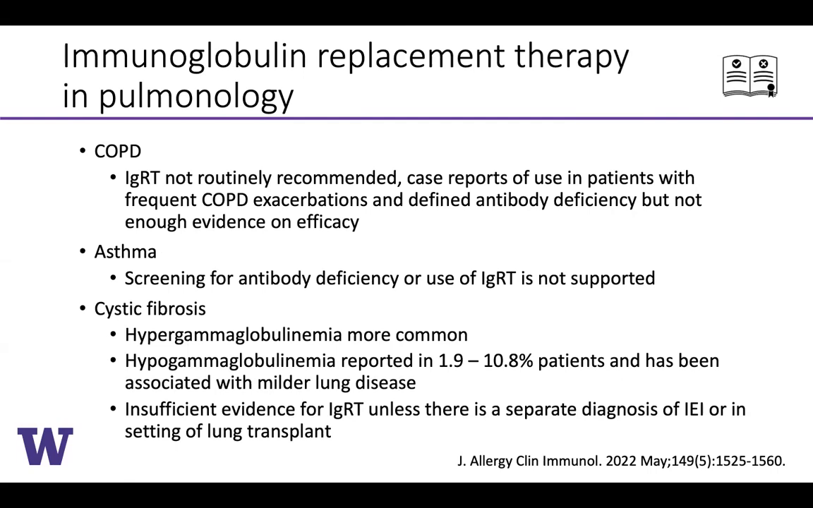Cystic fibrosis is interesting because there are some immunoglobulin level abnormalities. Hypergammaglobulinemia is more common, but hypogammaglobulinemia has actually been reported in patients, depending on the study, between 1.9 and 10.8%. But it doesn't seem to be associated with an increased risk of infections, or at least that's not been documented, and it actually is associated with milder lung disease. So right now, there isn't sufficient evidence to start immunoglobulin replacement therapy for hypogammaglobulinemic patients with CF.